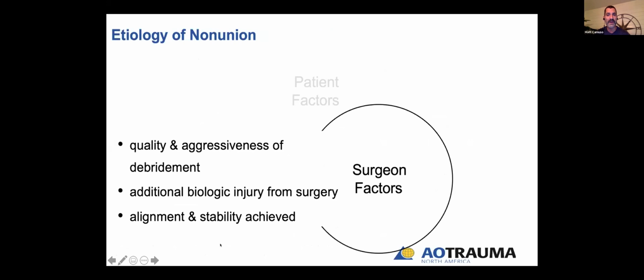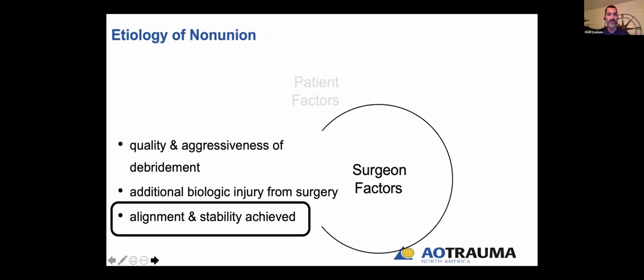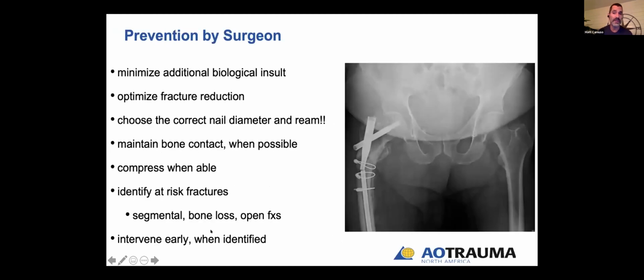Of course, other than patient factors, we as surgeons have a role in a patient developing non-union. Of course, in open fractures, if we're not aggressive in our debridement and quality of doing so, they're at risk for having contamination and infection. We as surgeons can do additional biologic injury during the surgery that can cause stripping and of course non-union. But most importantly, and we're going to really focus on this today, the initial alignment and stability achieved can have a real key role in whether or not that fracture goes on to heal. And so we as surgeons can actually prevent non-unions prior to them occurring. And that includes the list that you see here.